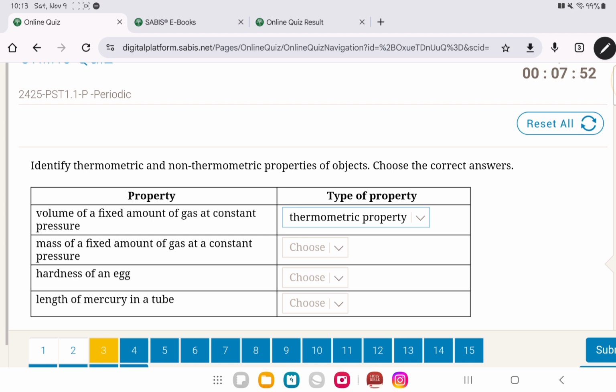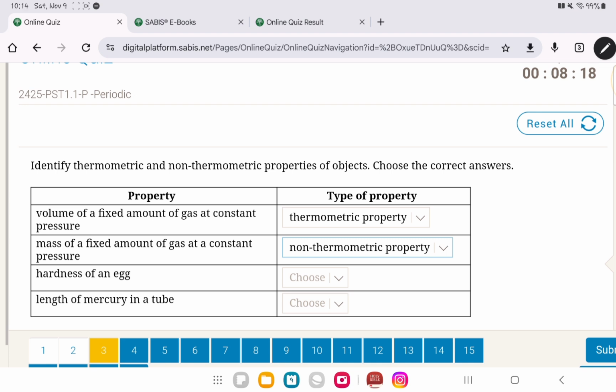Now, mass of a fixed amount of gas at a constant pressure. The mass should always remain constant, no matter what. The mass at the beginning of the reaction has to be equal to the mass at the end of a reaction. So it's not changing with a change of temperature. So we say it's a non-thermometric property.